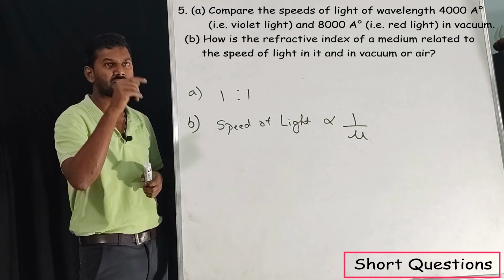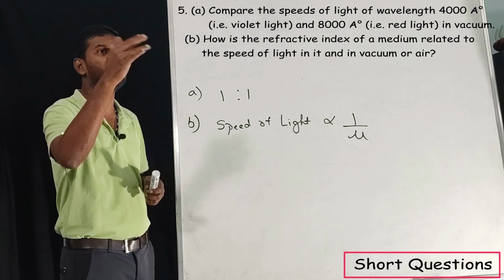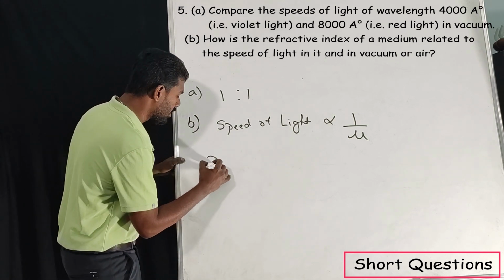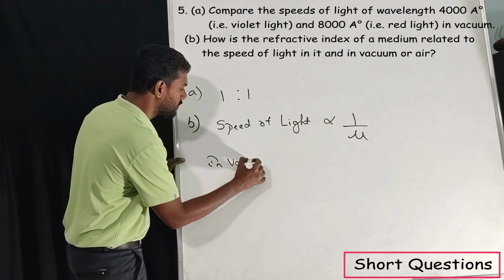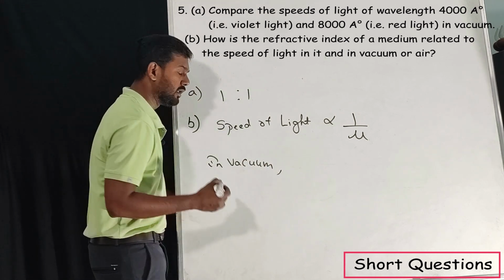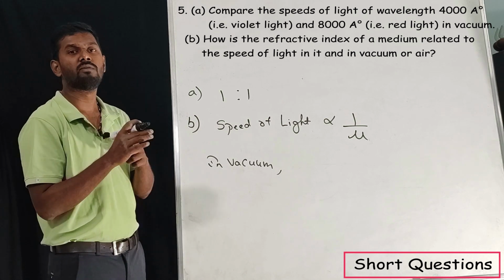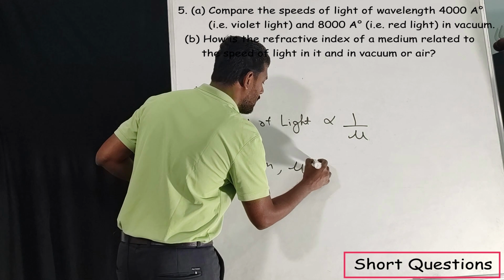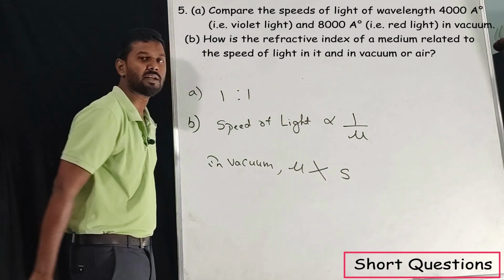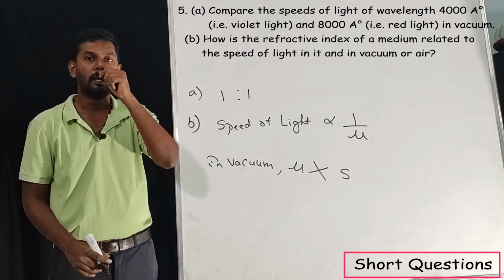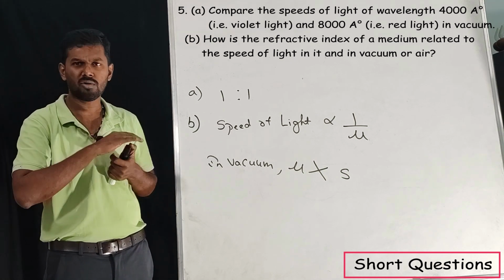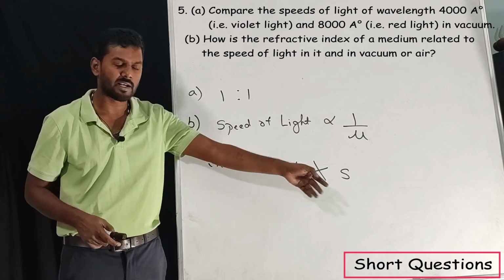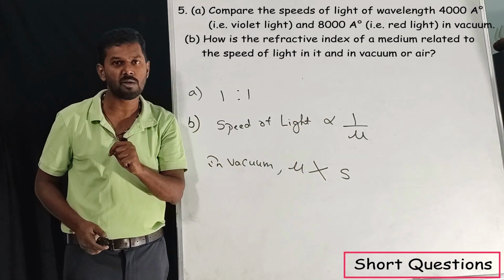But now we'll go for the second one. And in vacuum or air, the refractive index and speed are not related, because in a vacuum all the colors of light, any color, will travel at the same speed. In vacuum these two are not related, but in a medium these two are inversely proportional.